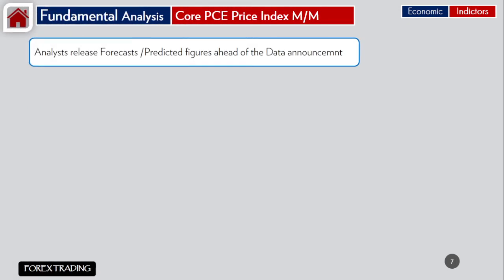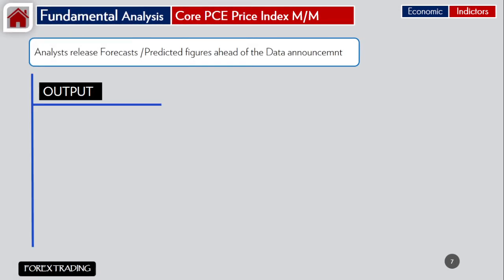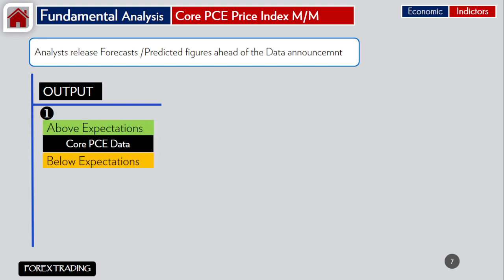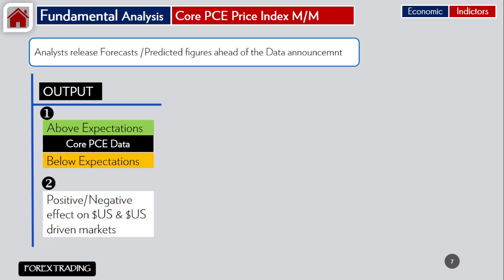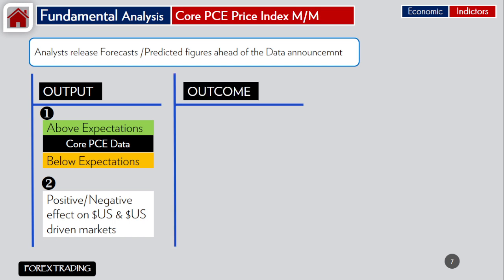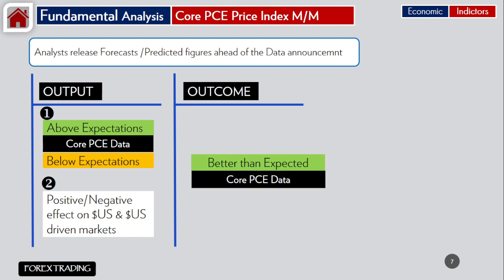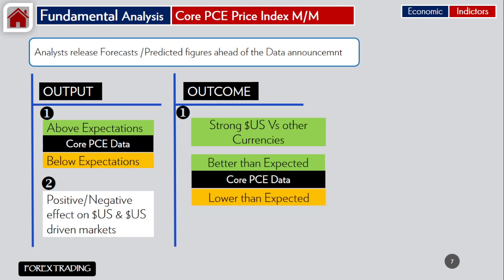Okay, what happens when the data is out there in the market on a monthly basis? So what could be the possible outcome? There could be two possible outcomes. Either the data could be above expectations or below expectations, and that could lead to a positive or negative effect on the US dollar or US dollar driven markets. If it's better than expected, then we can see a strong US dollar versus other currencies, and if it is lower than expected, then we can see a weak US dollar versus other currencies.